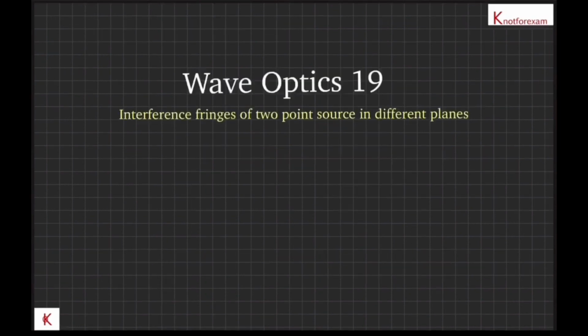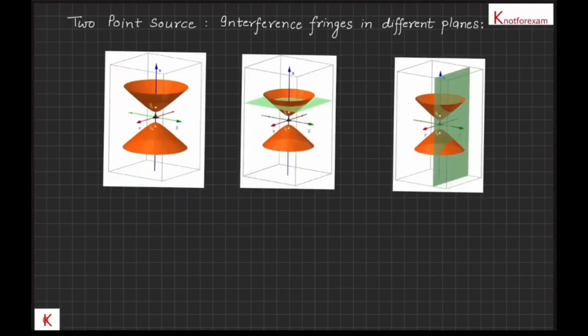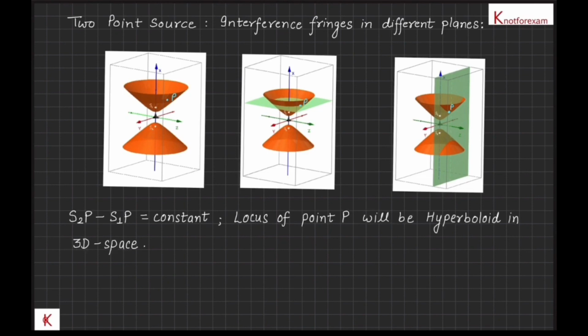Hello, welcome to Not for Exam, and I am your host Sujit, and we are going to discuss shape of interference fringes by 2 point sources in different planes. Locus of point P for which path difference from source S1 and S2, that is S2P minus S1P, is constant, gives the location of particular order of interference.